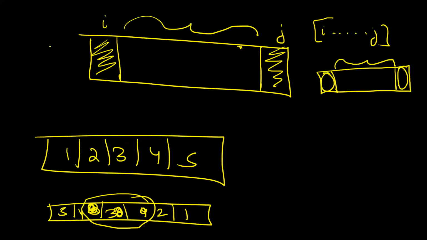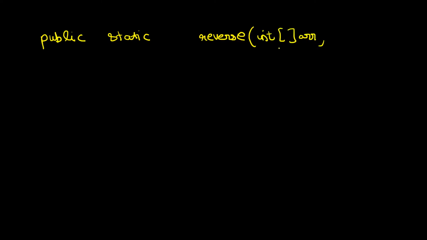Let's try to figure out. I will make a function, public static, and the name of the function will be reverse. It will take the reference of an integer array, and it should take two integers, let's call them int I and int j. The job of this function is to reverse the array from index I till index j.